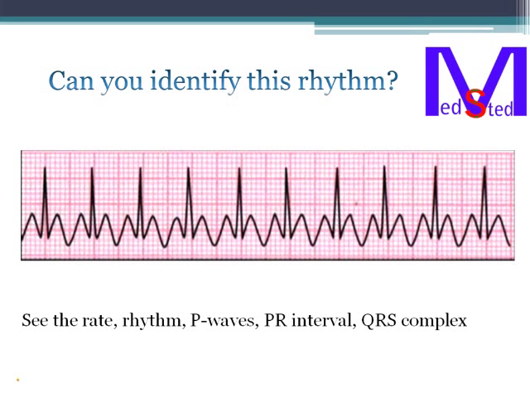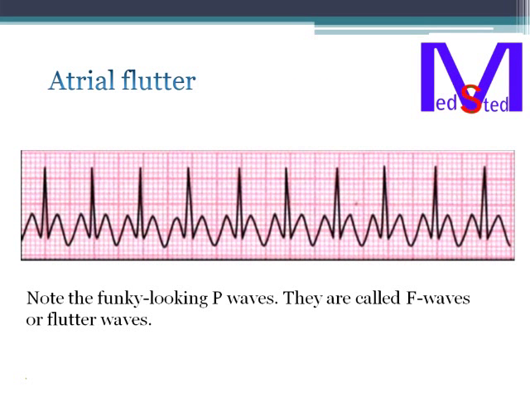Can you identify this rhythm? See the rate, rhythm, P waves, PR interval, and QRS complex. Atrial flutter is a dysrhythmia with funky-looking P waves and extremely fast heart rate. Remember, the F for funky-looking P waves indicate flutter.